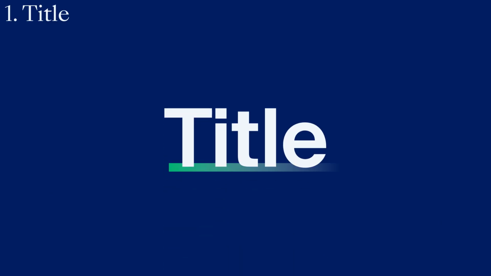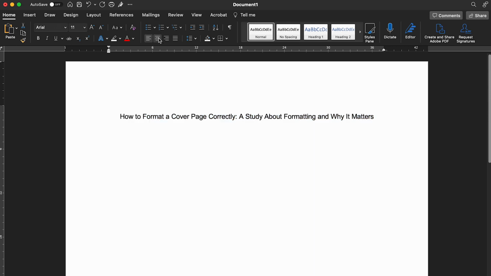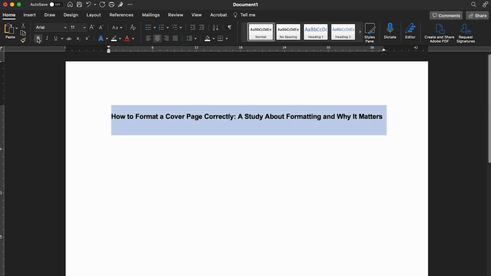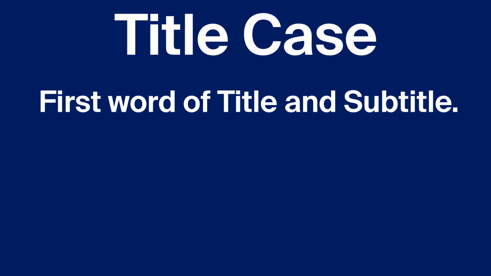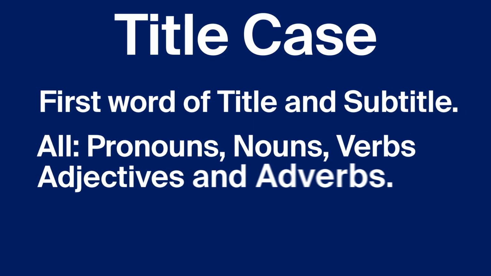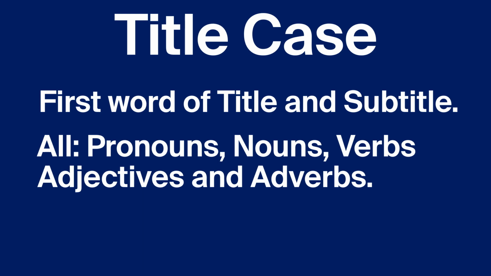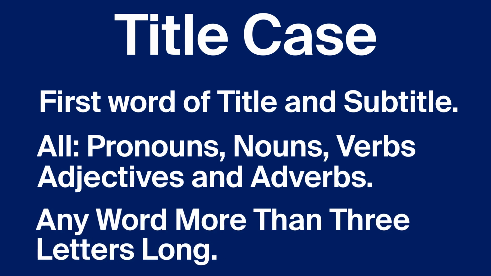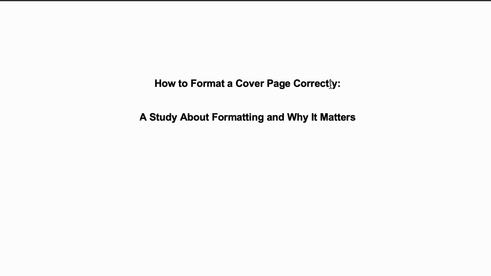Your paper title should be centered, bold, and placed 3 or 4 double-spaced lines from the top of your page. It should also be in title case, which means capitalizing the first word of the title and subtitle, all pronouns, nouns, verbs, adjectives, and adverbs, and any other word more than 3 letters long. There's no maximum length for titles, but try to keep it focused and use key terms. You can also place the subtitle of your paper on a separate line if you prefer.